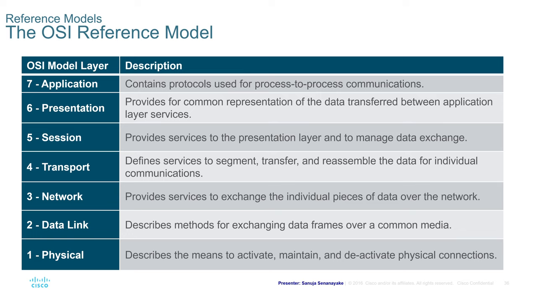The application layer contains protocols used to process the communications. The presentation layer provides for common representation of data transferred between application layer services. The session layer provides services to the presentation layer and manages data exchange. The transport layer defines services to segment, transfer, and reassemble the data for individual communications. The network layer provides services to exchange the individual pieces of data over the network. The data link layer describes methods for exchanging data frames over a common media. And the physical layer, basically the wires and network cards, describes the means to activate, maintain, or deactivate physical connections. So how your network interface card works comes down to the physical layer.